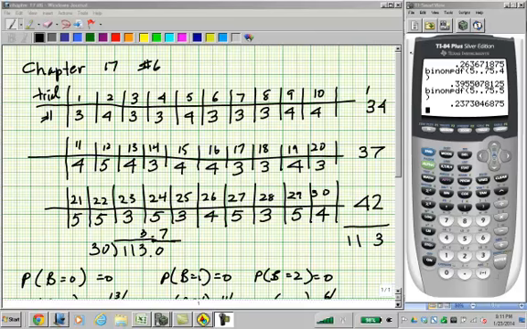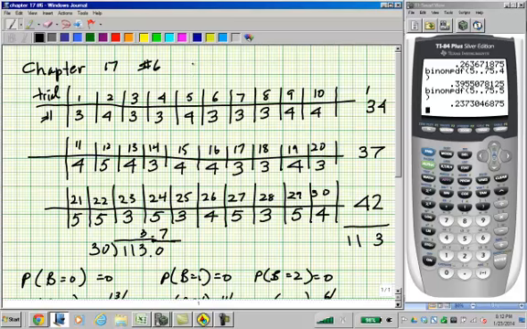Number 6. So they tell you that P equals 0.75, and N is 5. So let's write that down.